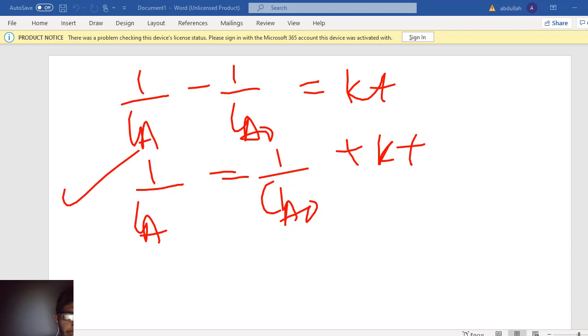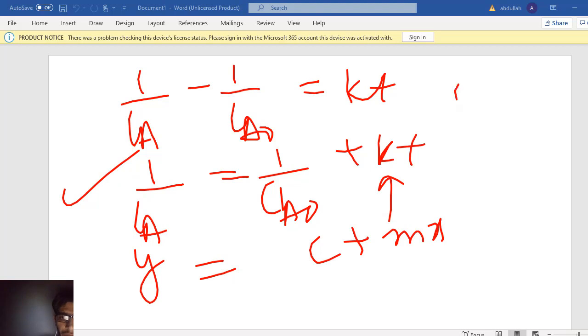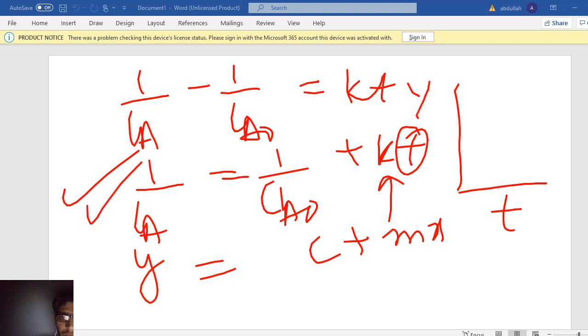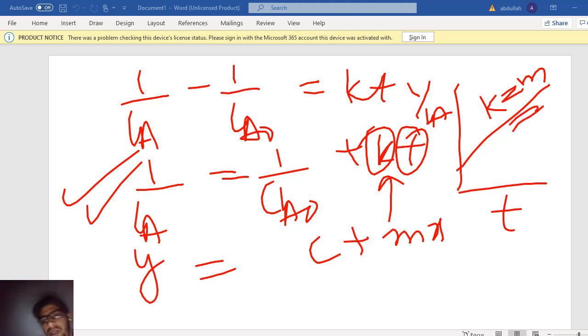So this is the equation of a straight line, y is equal to mx plus c. The slope is K. So we can plot it like this: this is the time, and 1 divided by Ca is on the y-axis, and K is the rate constant, which is the slope of the line. This is K, the slope of the line. So from this relation we can also obtain the rate constant of the reaction.